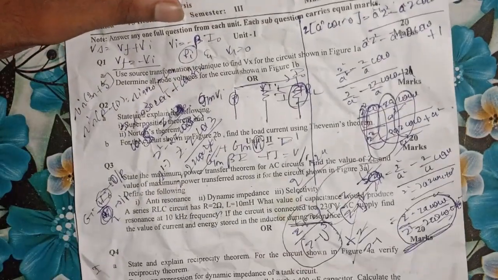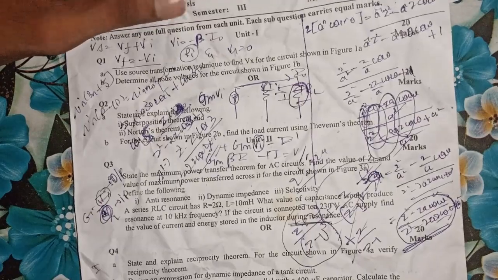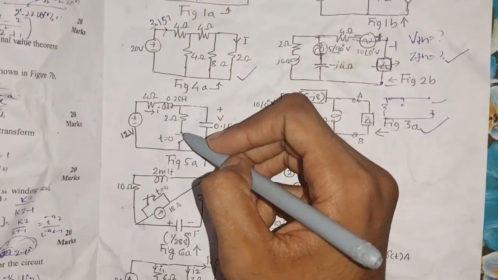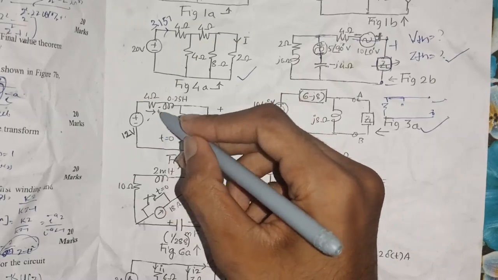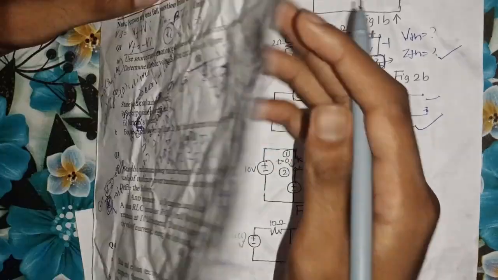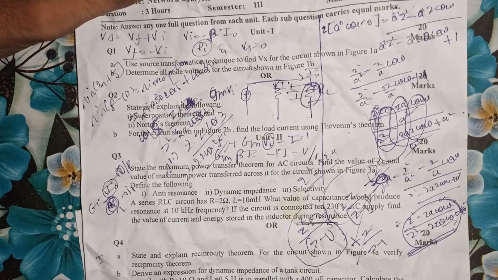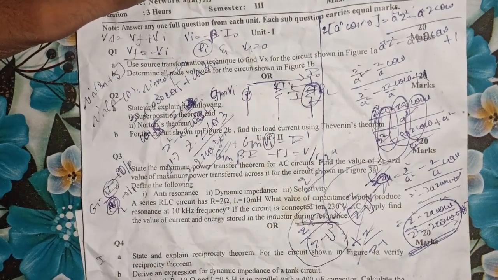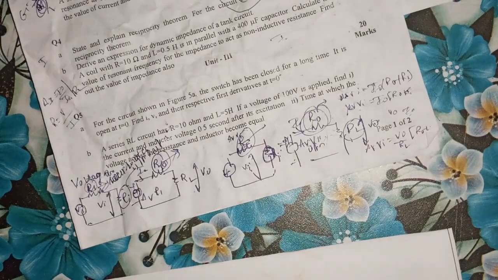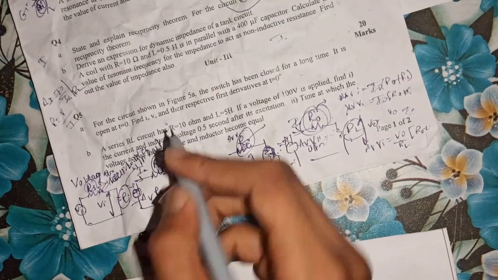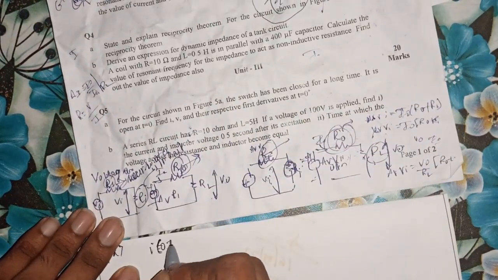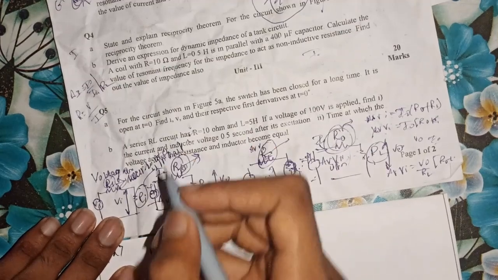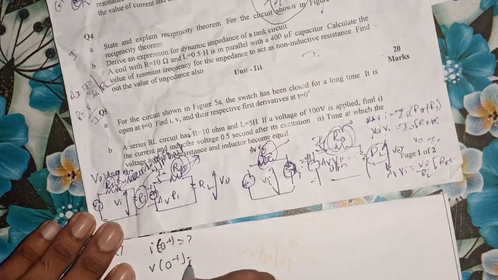It states that the switch has been closed for a very long time. That is, initially the switch was in the closed condition, so the current was flowing through this and through this branch particularly. It has been opened at time t equal to 0. You have to calculate the value of I at time t equal to 0 plus, and the value of voltage at 0 plus.